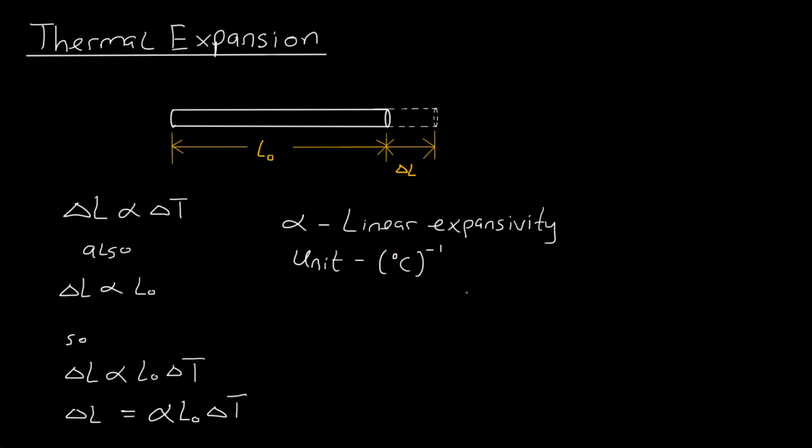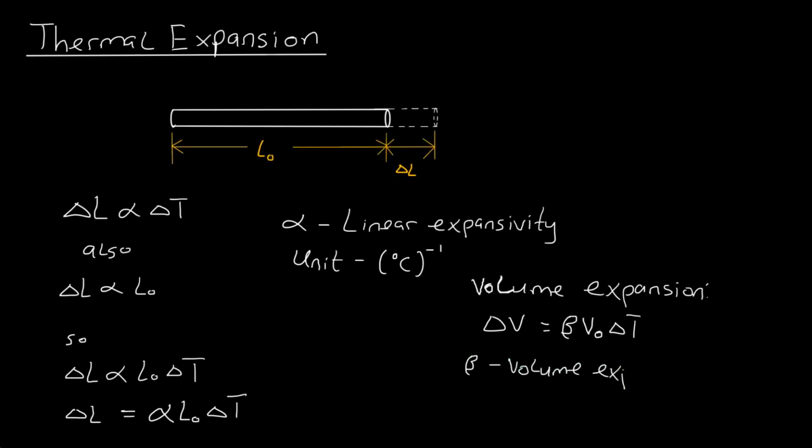The change in volume of a material which undergoes temperature change can also be expressed by a similar equation to our equation of linear expansion. In this equation, delta V is the change in the object's volume, delta T is the change in the temperature, V0 is the initial volume, and beta is the coefficient of volume expansion or volume expansivity of the object.